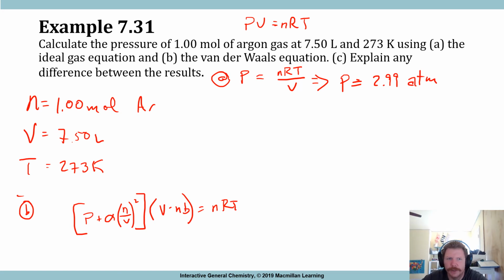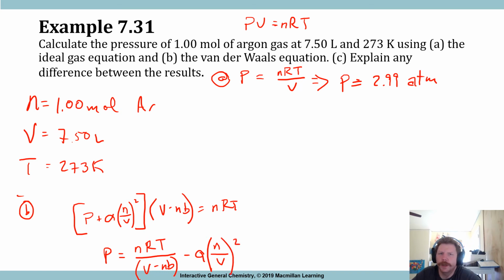So the way that I'm going to do that is I'm going to rearrange this so that I get P is equal to nRT divided by V minus nB, minus A n over V squared. Okay, so I divided each side by V minus nB, and then I subtracted this A. So I divided by this, and then I subtracted this, and that's how I got this equation right here.